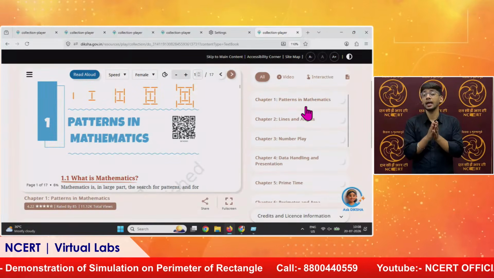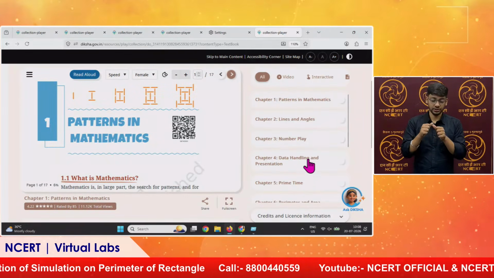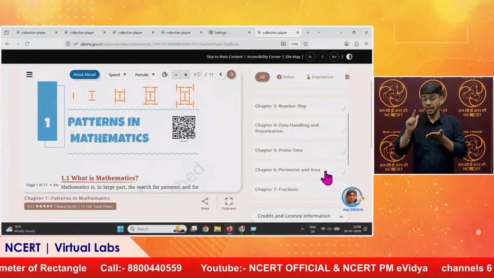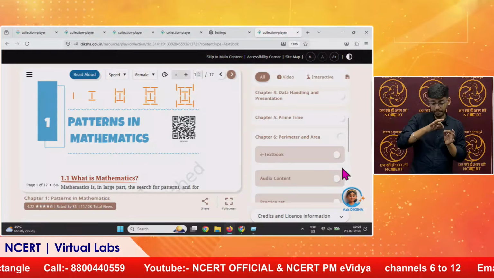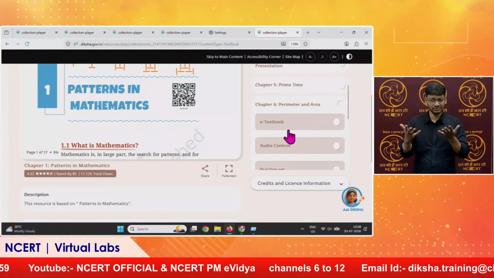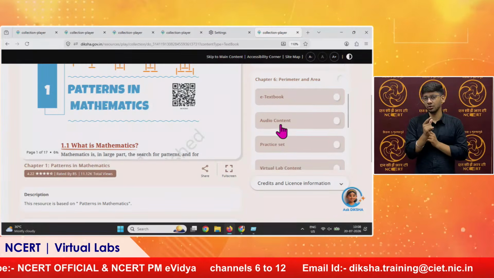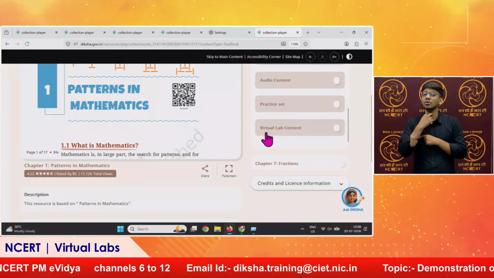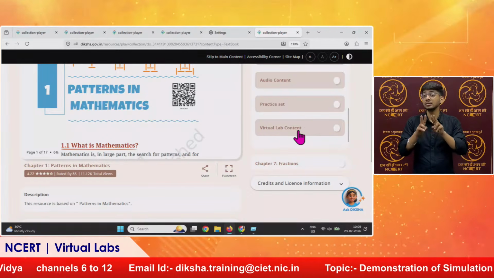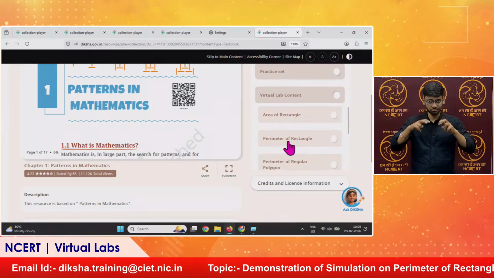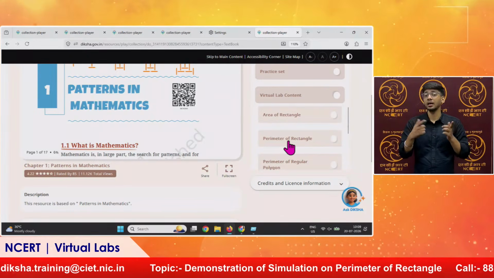Now we can see the TOC is given here, and today's topic is chapter 6, perimeter and area. We have to click here. Now we can see all the digital resources are there. We have an e-textbook section, audio content section, and today's topic is under the virtual lab content. So we have to explore here. Now we can see the topic is under perimeter of rectangle.